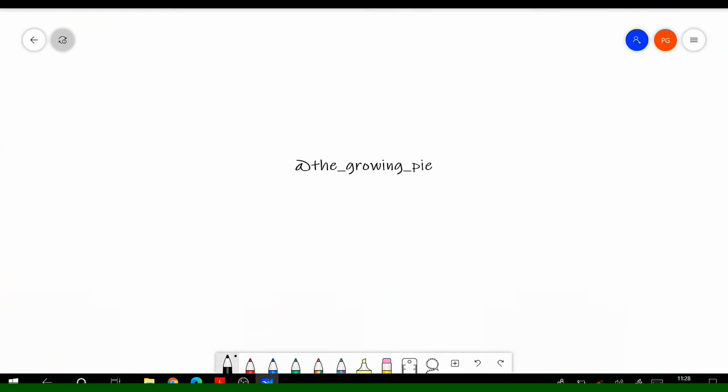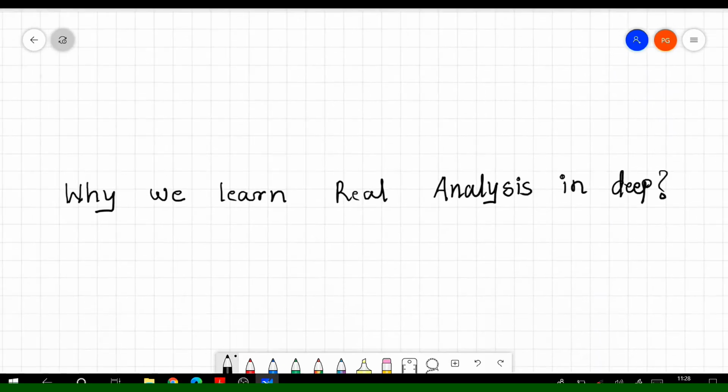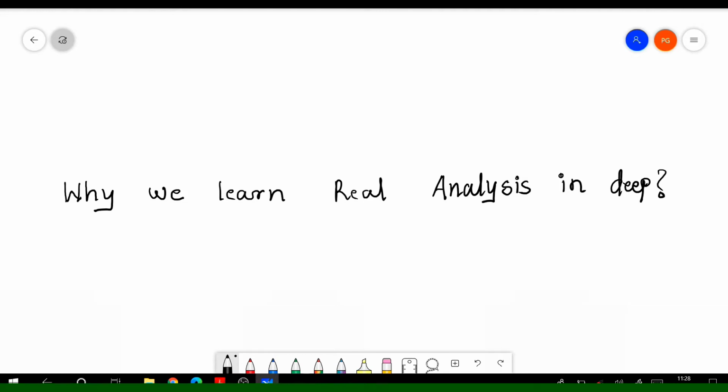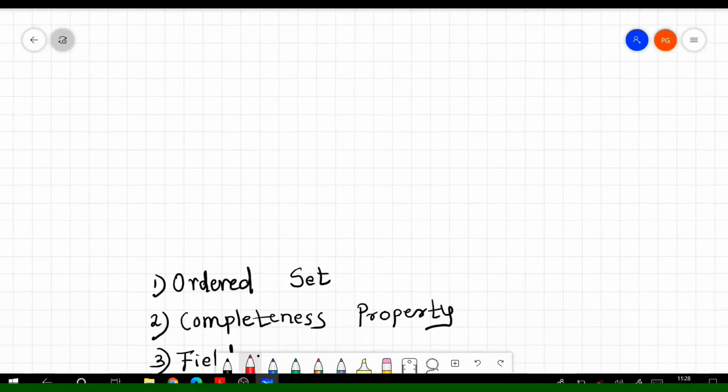Today we will start the most important topic of mathematics, real analysis. First, let's see why we learn real analysis in such depth. There are many sets: rationals, irrationals, integers, naturals. Then why do we learn real analysis in so much depth?